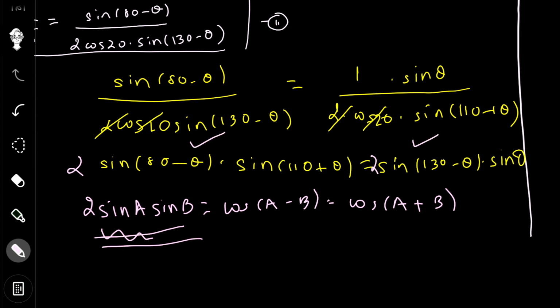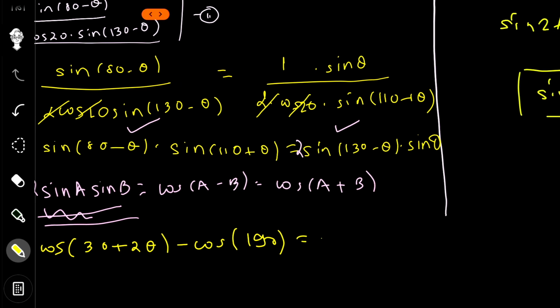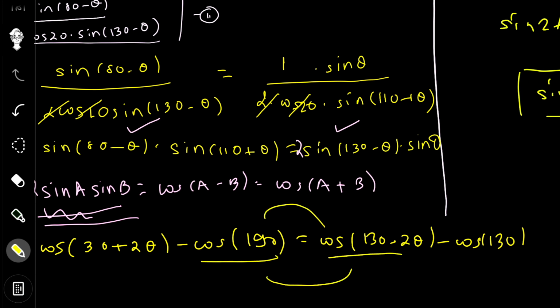So by using this identity, left hand side would be equal to cos of 110 plus theta minus 80 plus theta, and that is going to be 30 plus 2 times theta, minus cos of addition of this both. So that would be simply 190 degrees. This thing would be equal to cos of 130 degrees minus 2 theta minus cos of 130 degrees. Now I will rearrange some of the terms. So I'll simply move this term on this side and this term on that side.